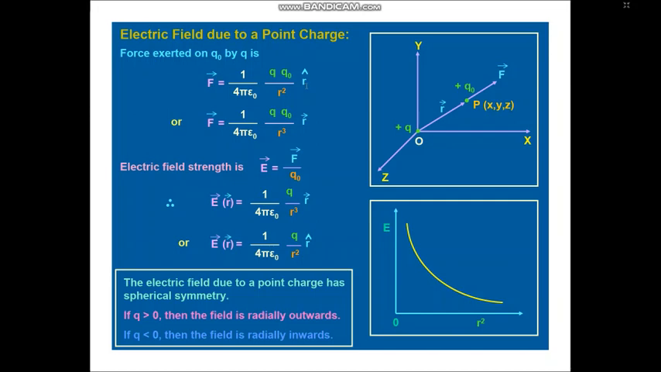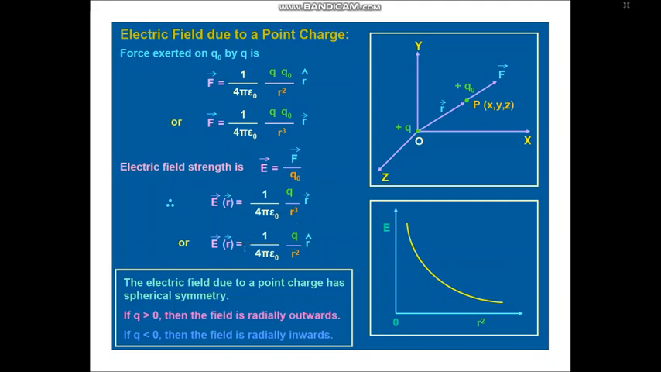The direction of R cap is along the direction of R vector. This can also be written in terms of position vector. The electric field strength is E is equal to F by Q0. Putting the value of F, the Q0 cancels and we get E is equal to 1 by 4 pi epsilon naught Q by R square unit vector R cap. This can also be written in terms of R vector.